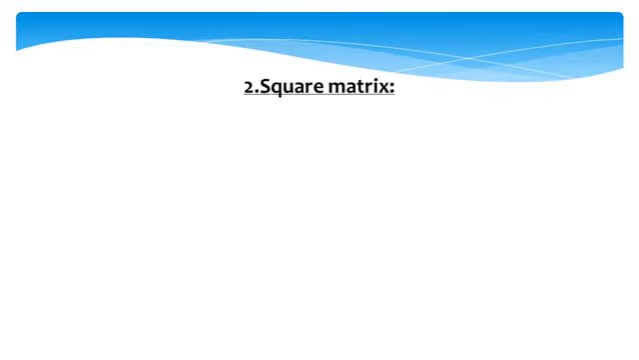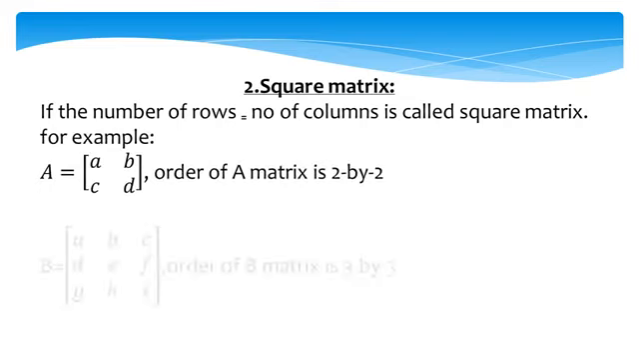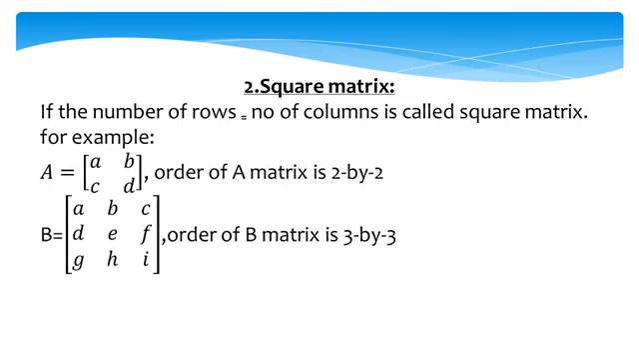Type 2, square matrix. If the number of rows is equal to the number of columns, it is called a square matrix. For example, matrix A, whose order is 2 by 2, in which the number of rows is equal to the number of columns.